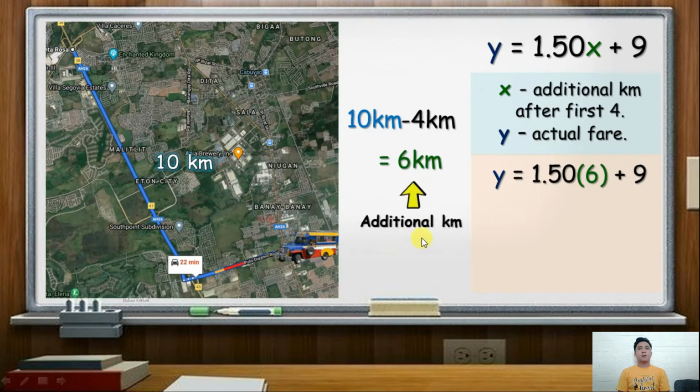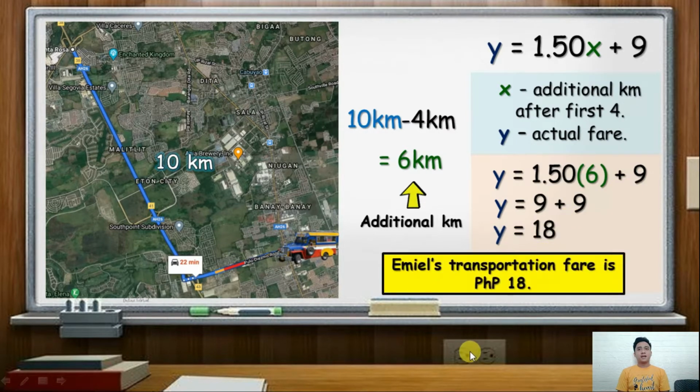Now performing the operation, 6 times 1 peso and 50 centavos is equal to 9. Then plus 9, that is equivalent to 18. Hence, Emil needs to pay 18 pesos.